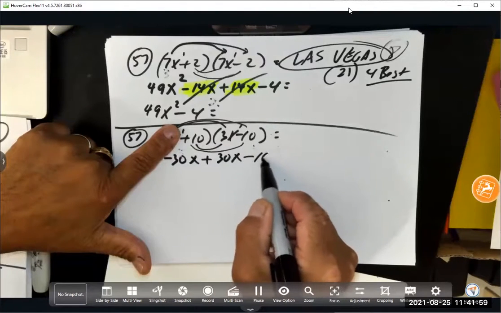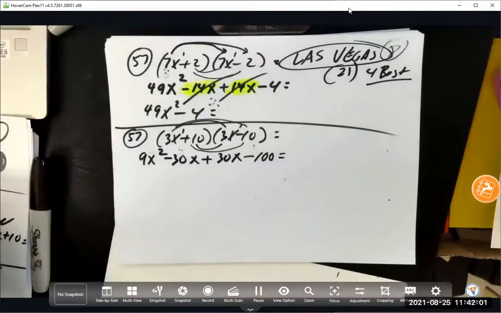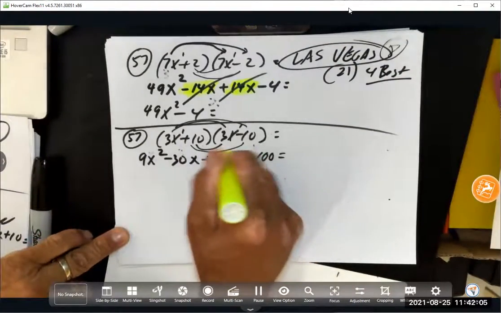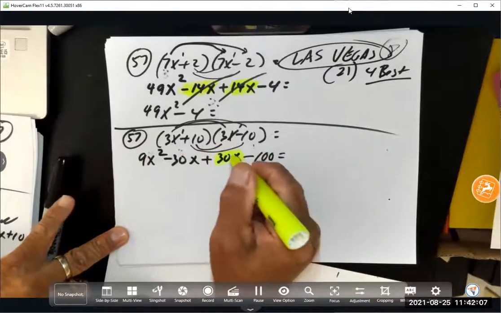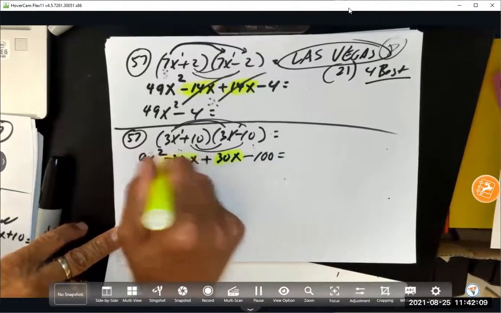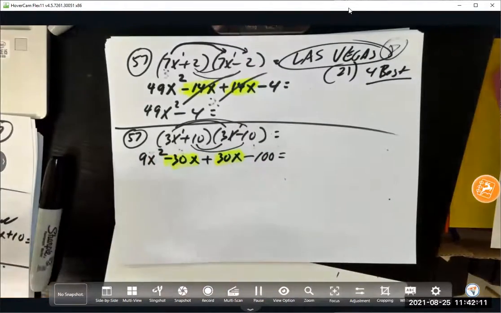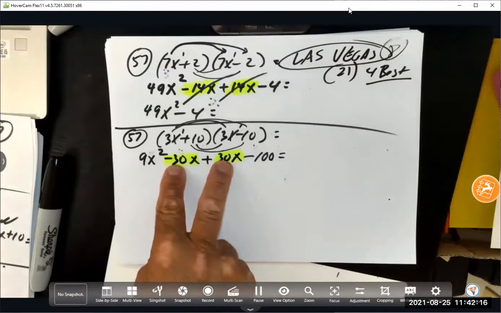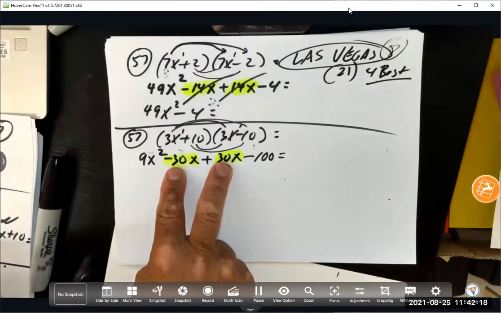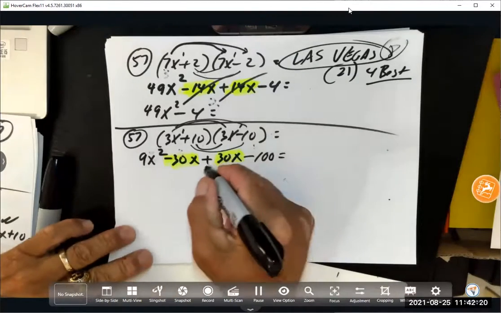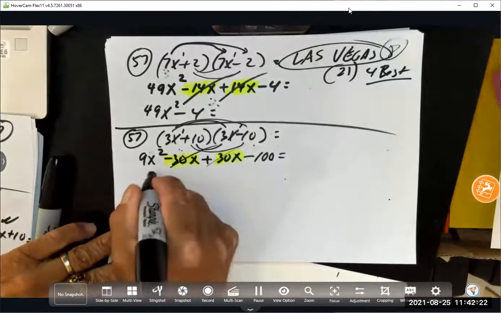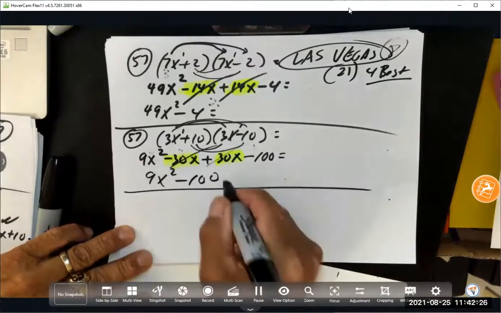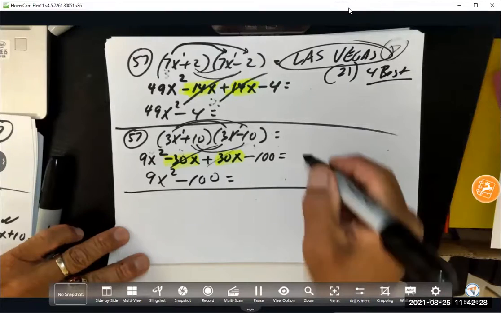Again, this time you went to Las Vegas. You won $30,000. That's a happy day. The next day, you lost $30,000. That's a sad day. So you have money from the casino, you lost it. So what happened? Is it gone? It's gone. This disappears. So you have 9x squared minus 100. Is everybody okay with the answer right there again? Yes or no? Yes.